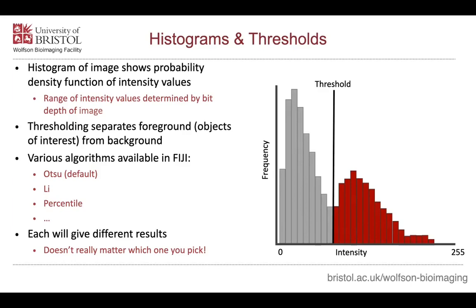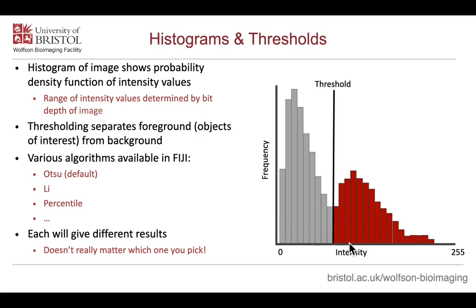Now, one of the first or main things you're going to have to do in image processing is to threshold your image. And to do that, it will use the histogram of the image. So the histogram of the image will show the probability density function of the intensity values, with the range of intensity values determined by the bit depth of the image. So essentially you can go through that little grid of all the intensities in a particular image that we showed in the bit depth slide, and you just put them into a histogram. So add up the frequency of each intensity, and you might get something that looks a little bit like this.